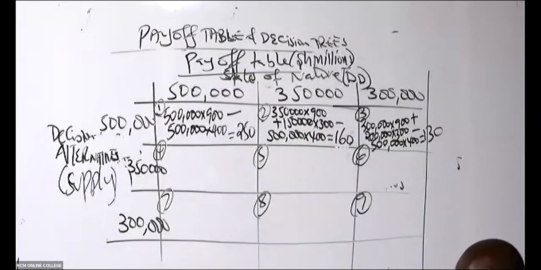So we have children saying 175. Because this number 4 is a situation of disappointing some customers. I've taken fewer units to the market, 350, but they come demanding 500,000. I will be able to disappoint 150,000.